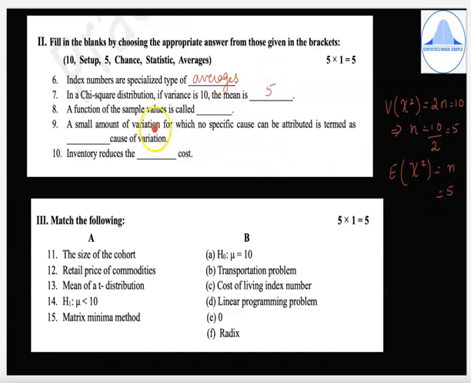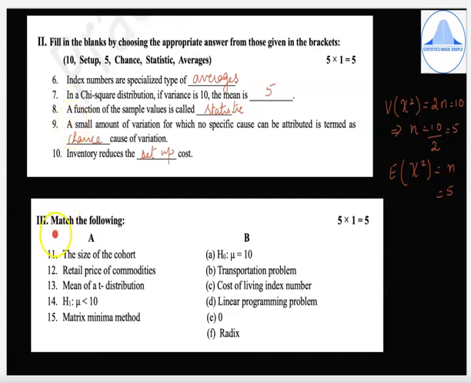A function of sample values is called a statistic. And ninth one: a small amount of variation for which no specific cause can be attributed is termed as chance cause of variation. Then inventory reduces the setup cost. So that's the 10th question.